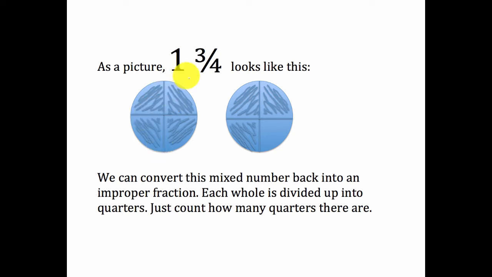So because I have a 4 here, both of my circles are split up into 4 equal sections. And now the whole number tells me that I'm going to shade in 1 whole circle, and then the fraction tells me that I'll shade in 3 out of 4 sections of this circle. So this is what it would look like as a picture, and then to convert this back from a mixed number into an improper fraction, all we have to do is count how many fourths there are, which we'll do next.